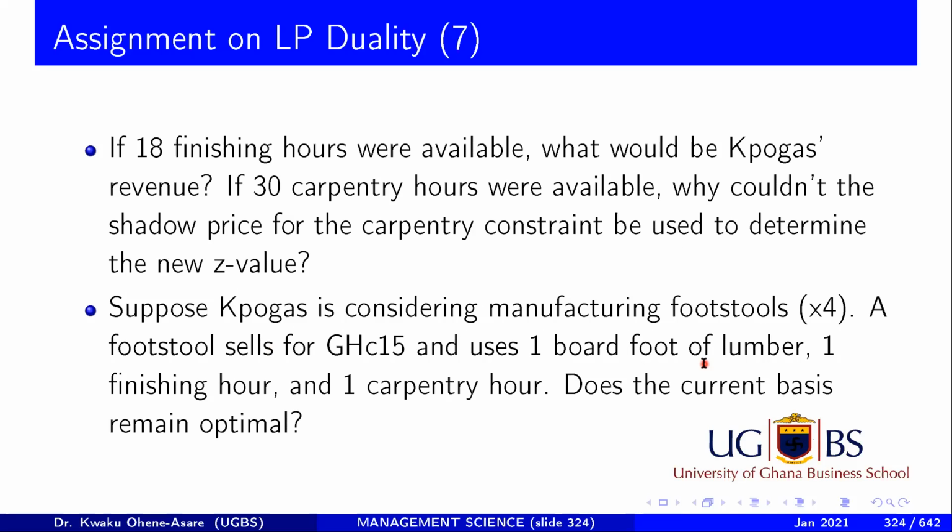Is it reasonable? If 18 finishing hours were available, what would Bogus's revenue be? If 30 carpentry hours were available, why couldn't the shadow price for the carpentry constraint be used to determine the new Z value? Suppose Bogus is considering manufacturing a foot stool X4. A foot stool sells for this and uses one board foot of lumber, one finishing hour. Does the current basis remain optimal?